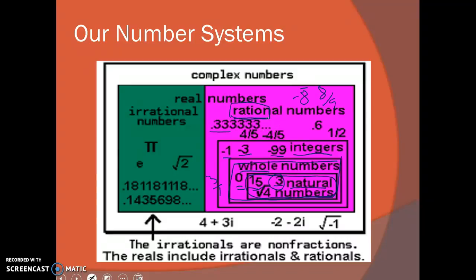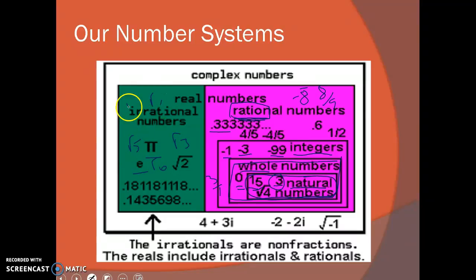So then we have things that are not rational numbers, things we can't write as a ratio. So that would be like pi, or the letter e, or the square root of 2, we can't write as a fraction. Square root of 3 we can't write as a fraction. Square root of 5 we can't write. Square root of 6 we can't.